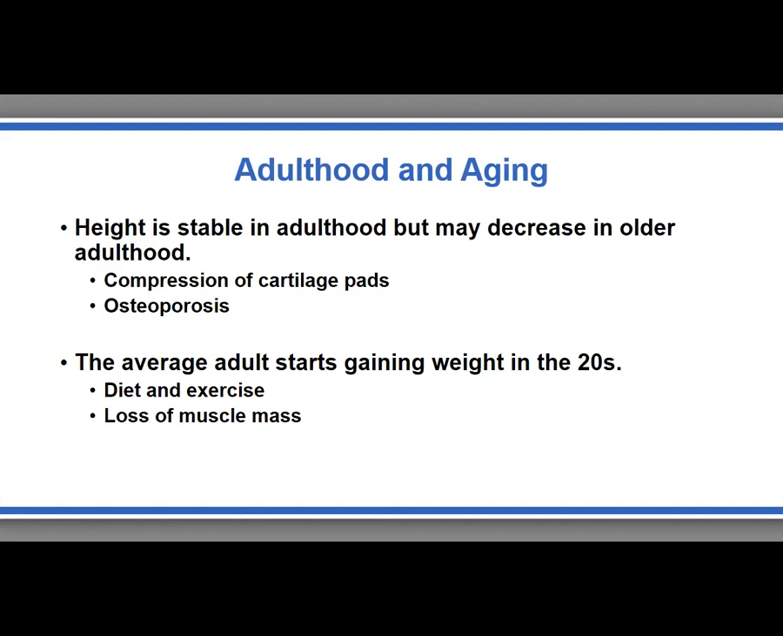Adulthood and aging. Height is stable in adulthood, but may decrease in older adults. Compression of cartilage pads, osteoporosis will play into losing your height. Average adult starts gaining weight in their 20s. Diet and exercise, loss of muscle mass. This is why you've got folks that go off to college, and then when you see them later, they may be hard to recognize, right?